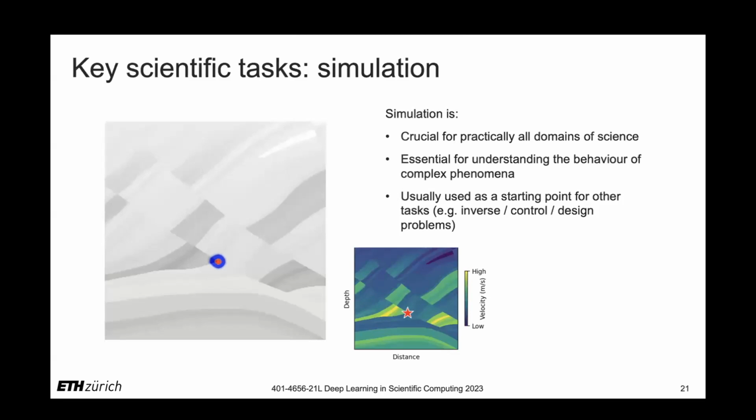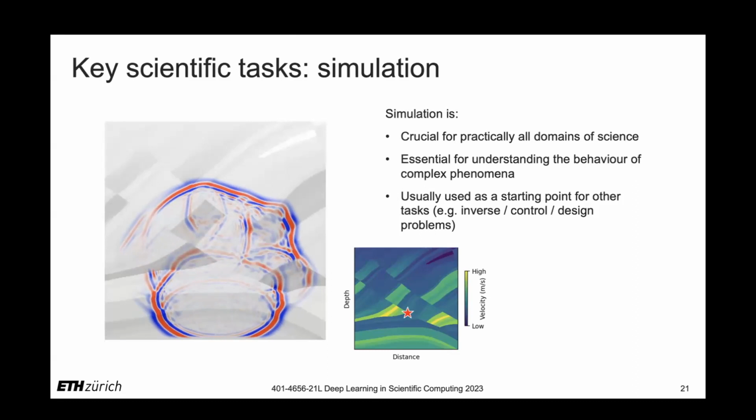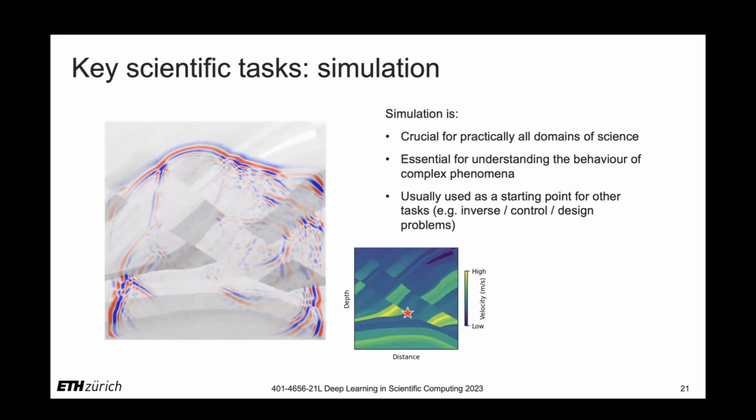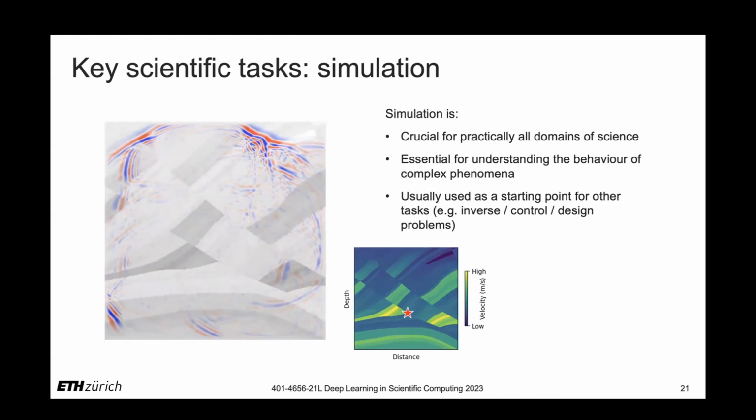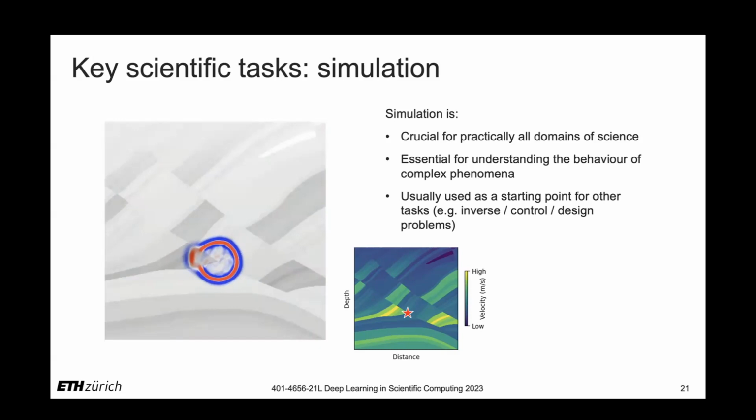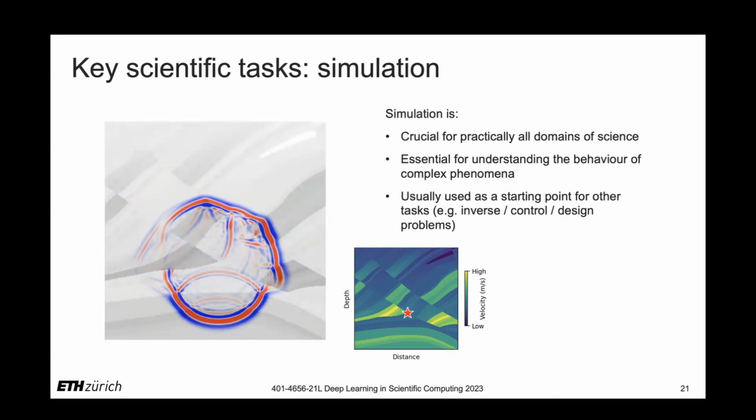So the first general task is simulation. What I'm showing here is a simulation of seismic waves, again, because this is my area of speciality in some ways. What we're doing here is simulating a point source, or maybe an earthquake, starting from within an Earth model, and seeing how the waves propagate through the Earth. So this is what we call a simulation. It's absolutely crucial for many areas of science, from fluid dynamics to modeling pandemics to modeling particles, or even modeling the universe across many different scales.